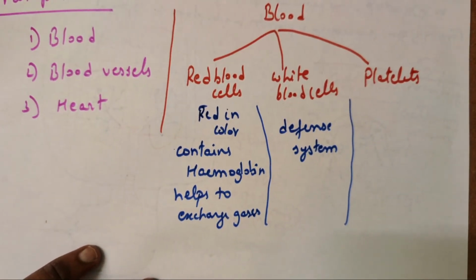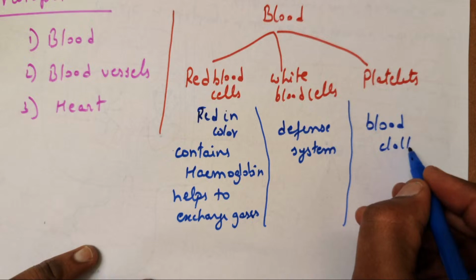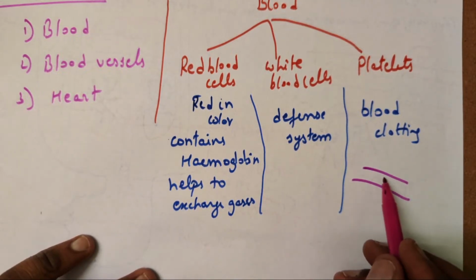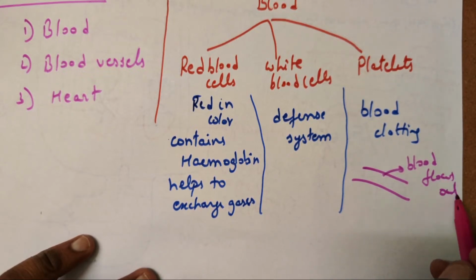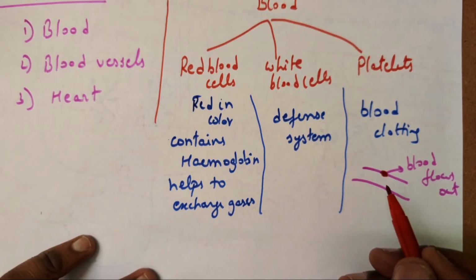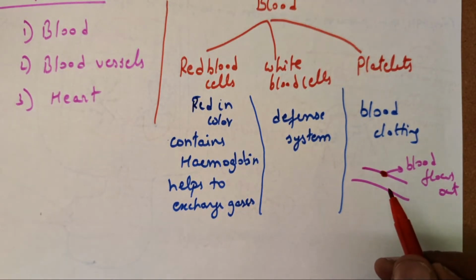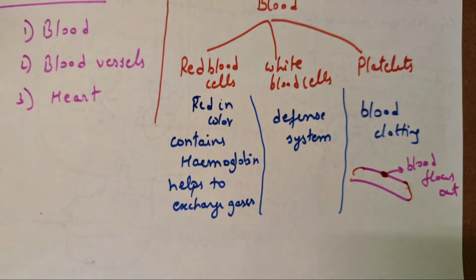What are platelets? Platelets help with blood clotting. Suppose someone got an injury and blood is flowing out. We need to stop it. For that, our blood has platelets. What platelets do is help to clot the blood and stop it. That's why we get wounds and scabs. What a wound is, is nothing but the action performed by the platelets. Platelets try to close that part and stop the blood flowing outside our body. So this is with respect to blood.